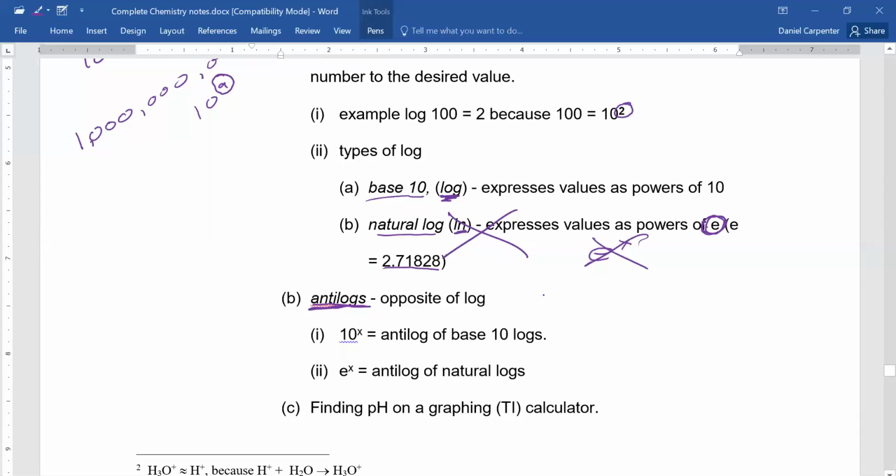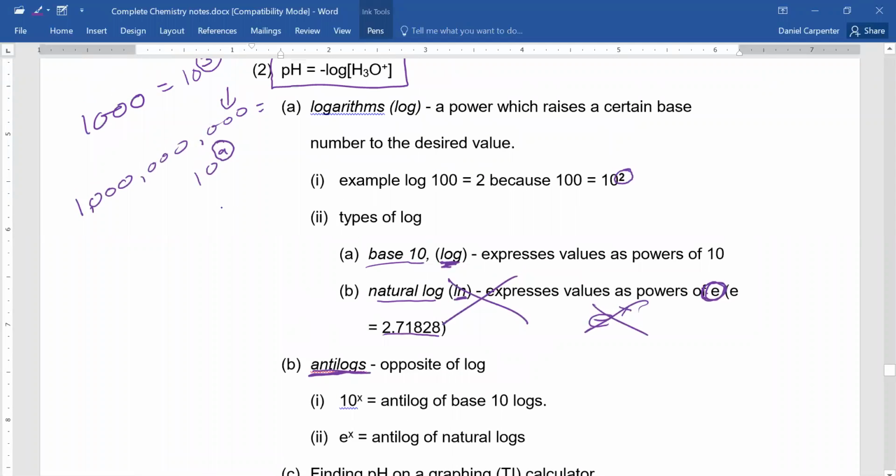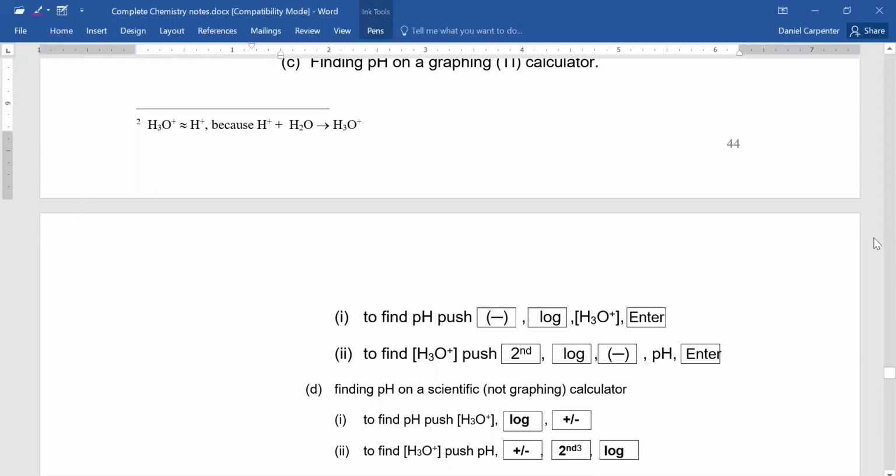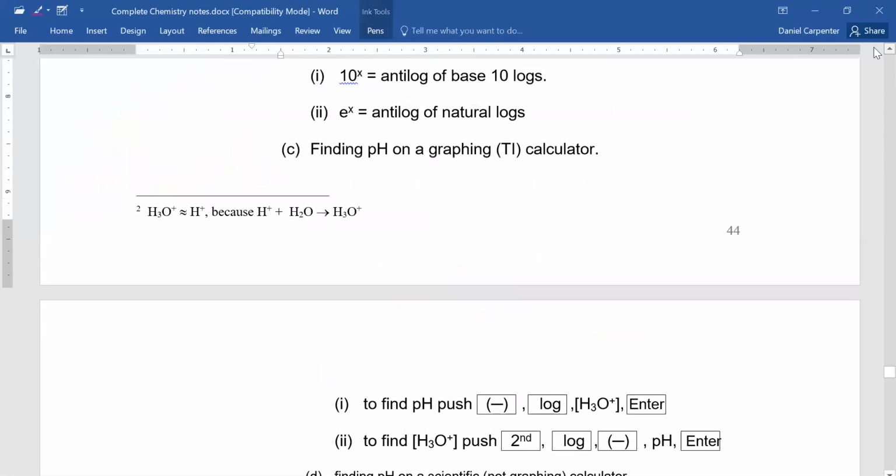Antilogs are the opposite of log. In other words, 9 is the log of a million. A million is the antilog of 9. So these two relate to each other. 9 is the log of a million. A million is the antilog of 9. And again, as long as you can push the numbers in, you should be all right.